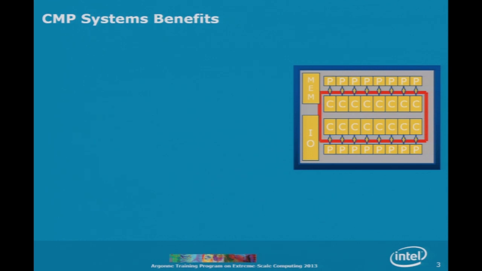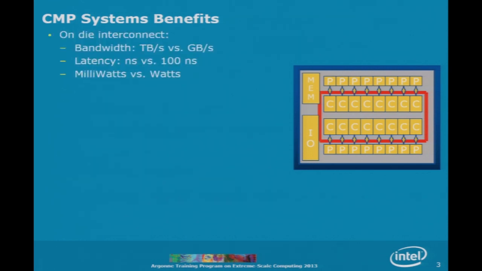So as you go on-die, if you just look at the interconnects on-die, and I'll spend a fair amount of time on the interconnects on-die and also on the cache organization on-die, you're going to terabytes per second of bandwidth, versus between chips, where you have gigabytes per second. The latency now becomes a handful of nanoseconds as opposed to hundreds of nanoseconds. And the power consumed by communication is milliwatts rather than watts. So you have several orders of magnitude in each of these.